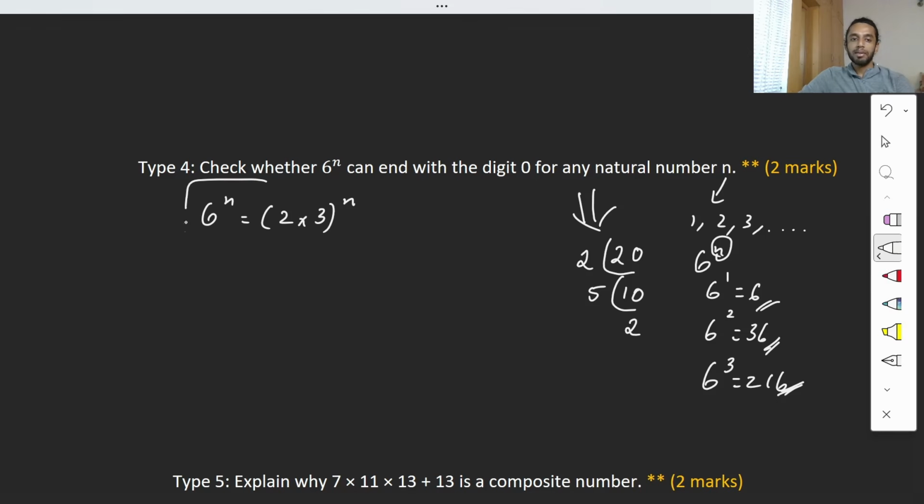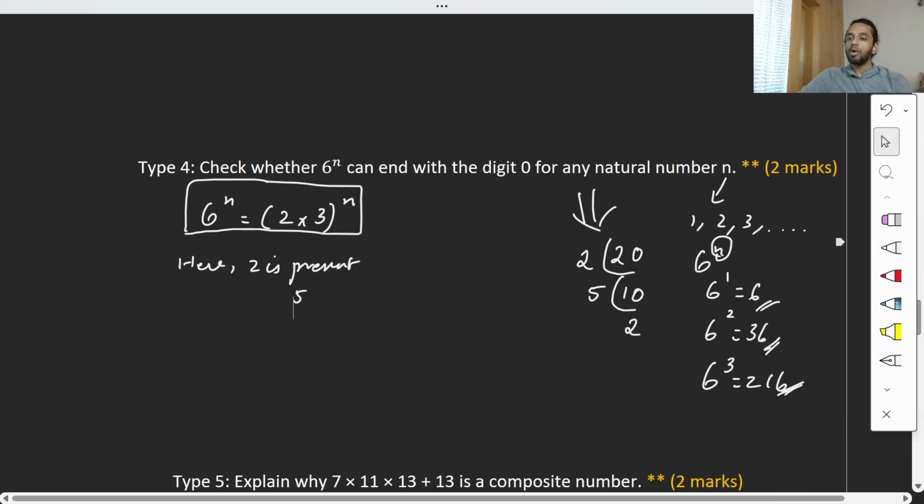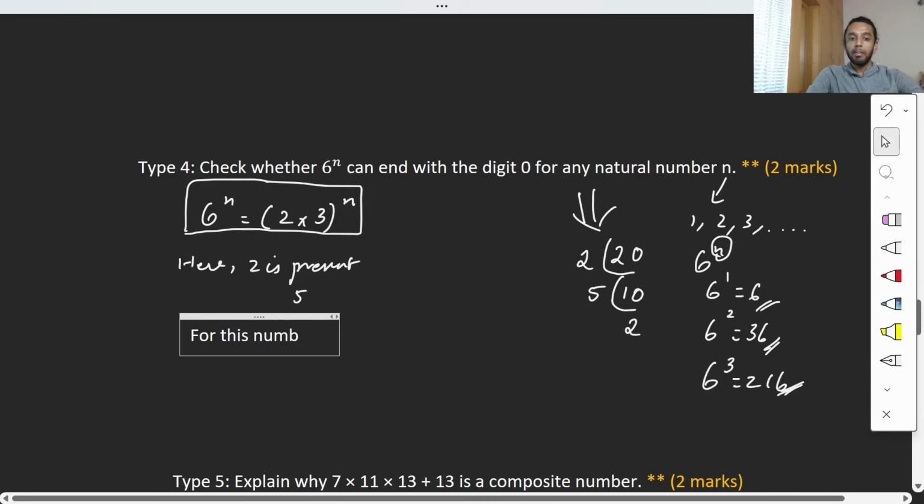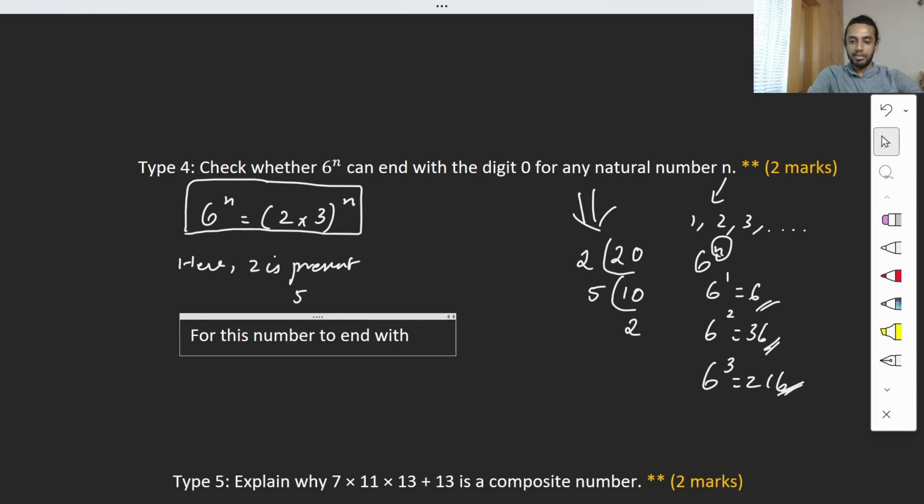So we just write this expression: 6 power n equals 2 times 3, and then the whole power n. Here we can say that 2 is present, but 5 is not present. The factor 5 is not present. And we know that for it to end with the digit 0, it should have both the factors 2 and 5. That is, for this number to end with 0, it should have both 2 and 5 as factors.